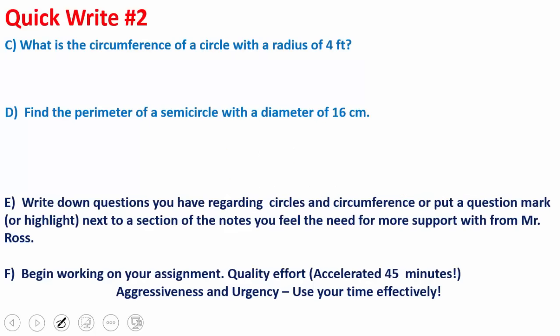Here goes quick write number 2. I want you to write, what is the circumference of a circle with a radius of 4 feet? So you don't have a picture, but they're telling you, hey, I've got this circle, and its radius is 4 feet. What is the circumference? And then I want you to find the perimeter of a semicircle with a diameter of 16. If it helps you, draw pictures, all right?